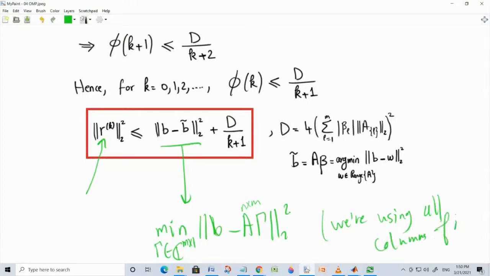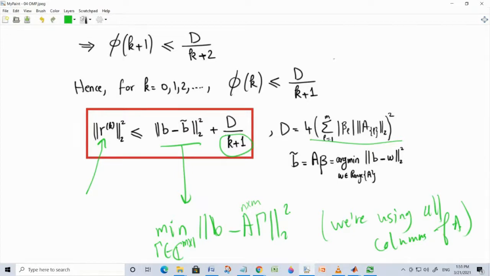All columns of A. If vector B is in the range of A, then this term will be 0. So the more interesting term is this one here. There is some positive quantity, and it will depend on beta and on the exact columns of matrix A. So there is a positive quantity, and now we have k plus 1.